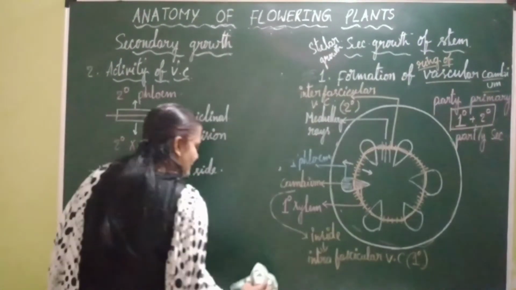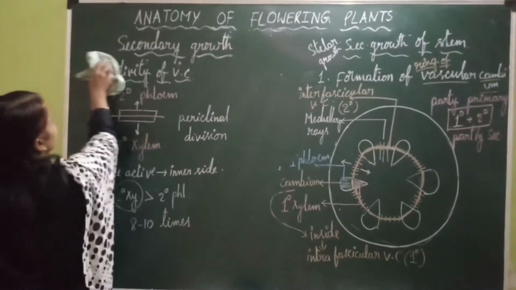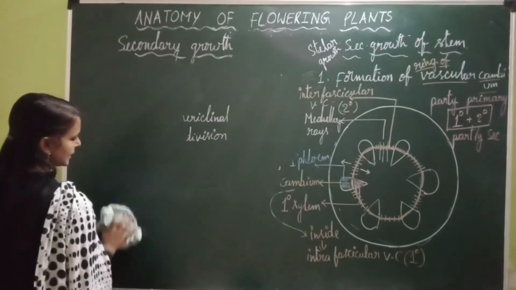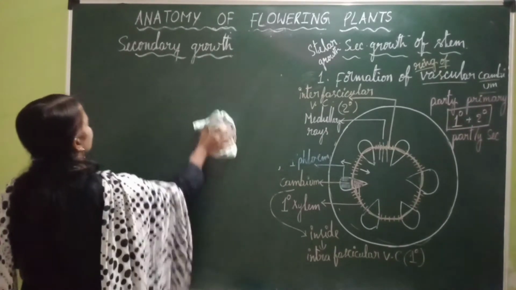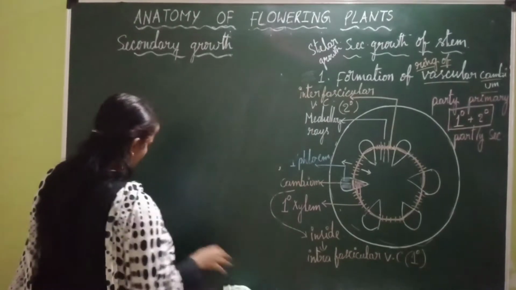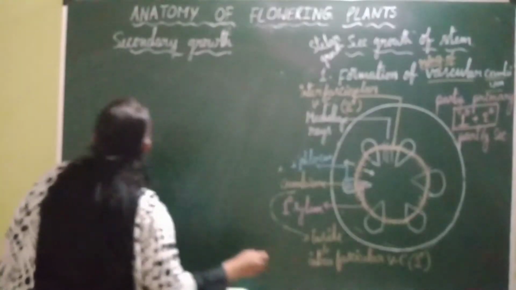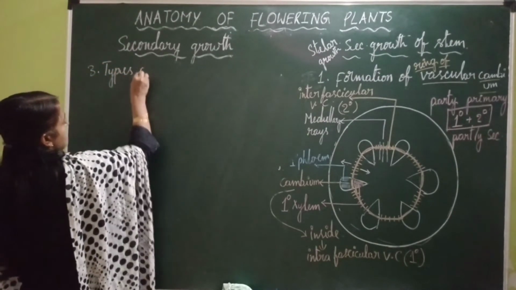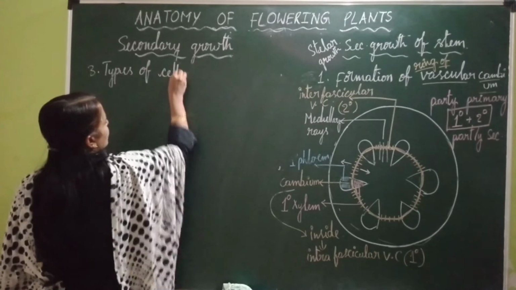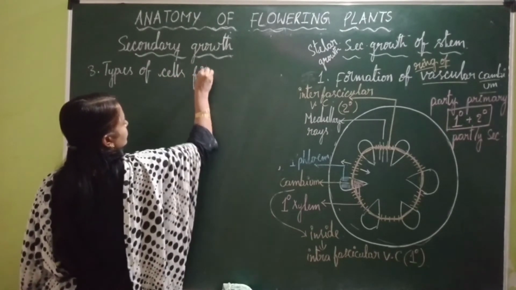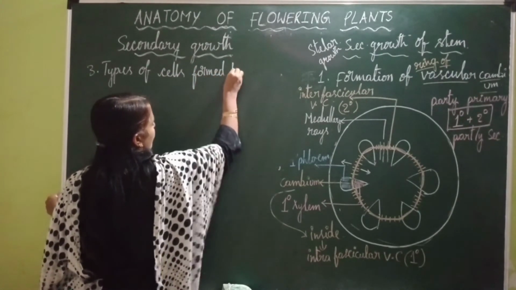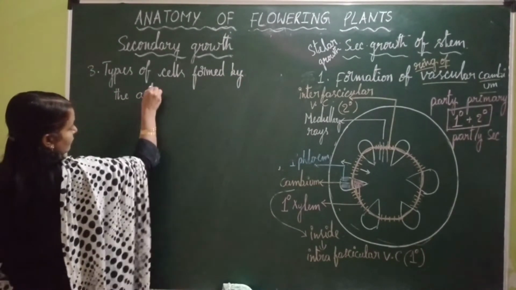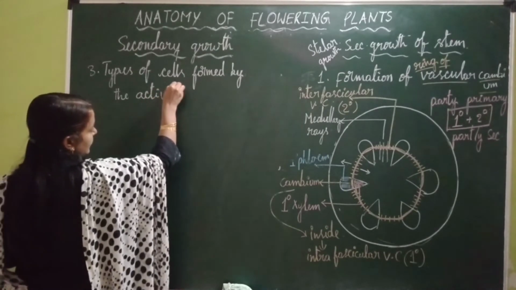Now let's study the third step of secondary growth. What is that third step? Third step is the types of cells formed by the activity of this vascular cambium, right? Okay, so types of cells formed by the activity of vascular cambium.